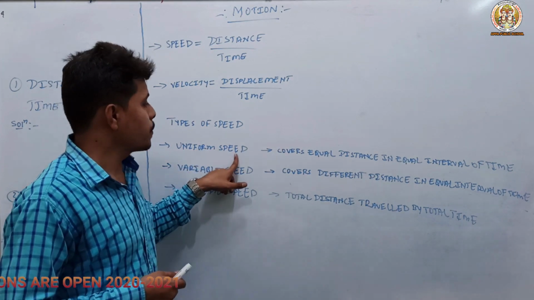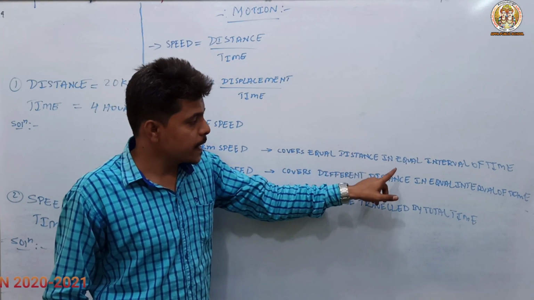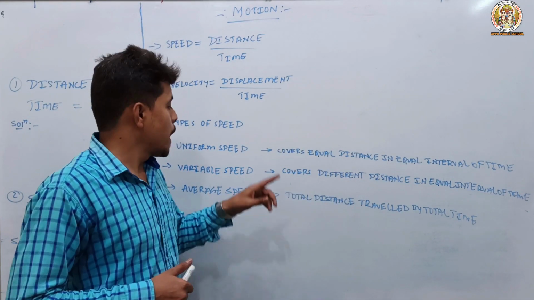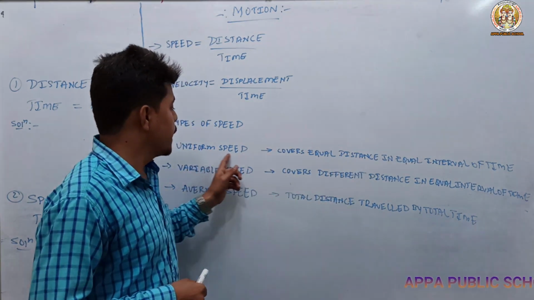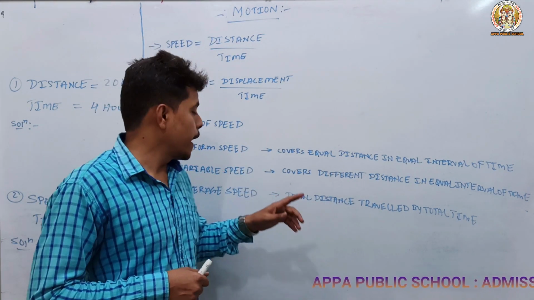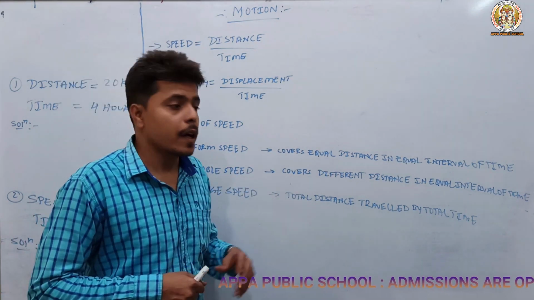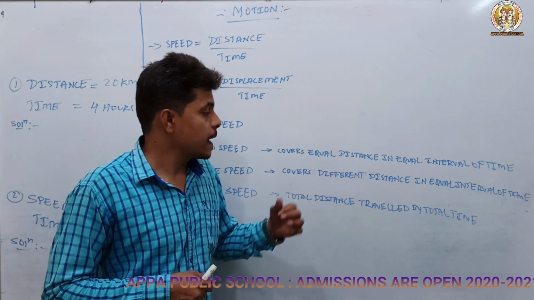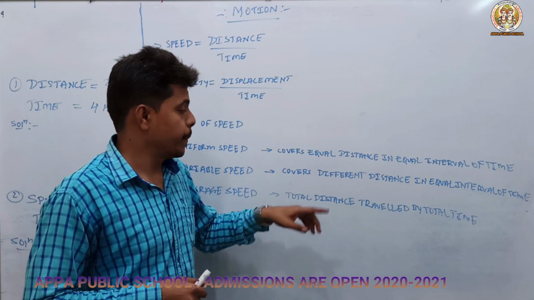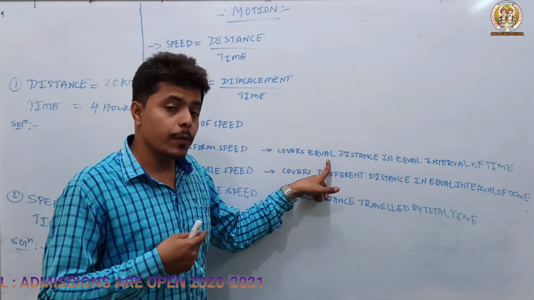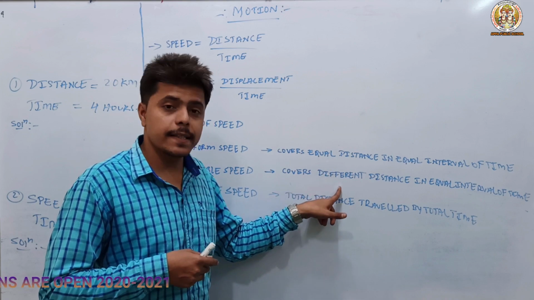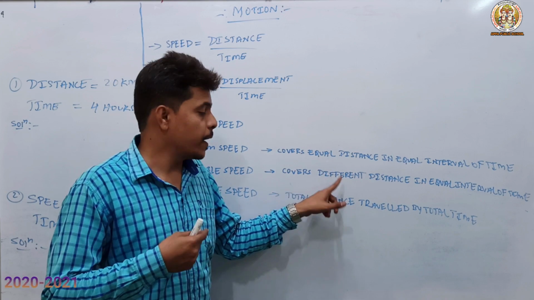That is uniform speed: the body covers equal distance in equal intervals of time. And next is variable speed, which covers different distances in equal intervals of time. So here, equal distance in equal interval of time; here, different distance in equal interval of time.